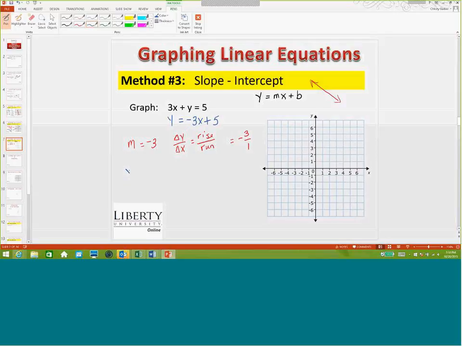Now your y-intercept is plus 5, but we want to graph that point. Remember, the y-intercept is where x is equal to 0. So the y-intercept is the point (0, 5). So let's go ahead and plot that first. Okay, plot your y-intercept first. When you're graphing a line using slope-intercept, you want to plot your y-intercept first.